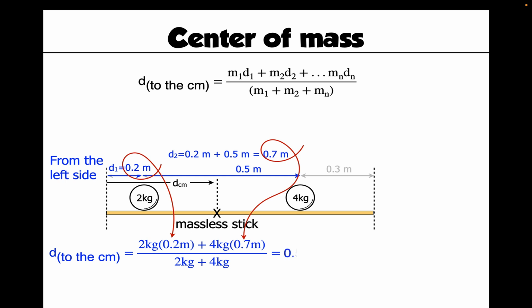Then I do a little bit of math, and I get an answer of 0.533 meters. That means that the balance point, or the center of mass, is located 0.533 meters from my starting point, which is the left side.